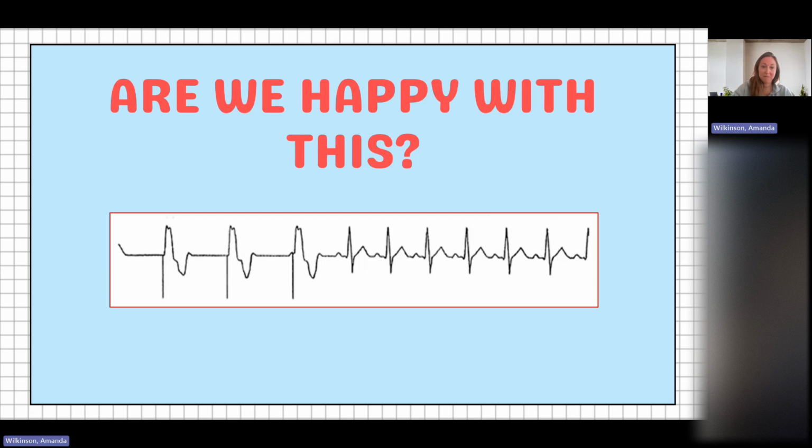Looking at this rhythm alone, I would not be unhappy with this at all. It looks like the pacemaker is doing its thing, but definitely make sure you check a pulse, check your patient. The full clinical picture is important, but overall, yes, we are happy with this. So good answer.